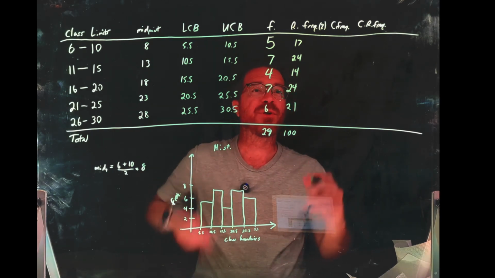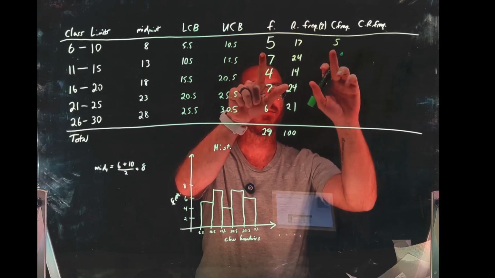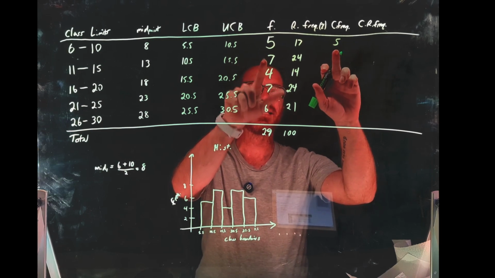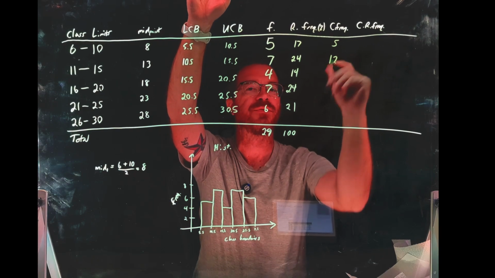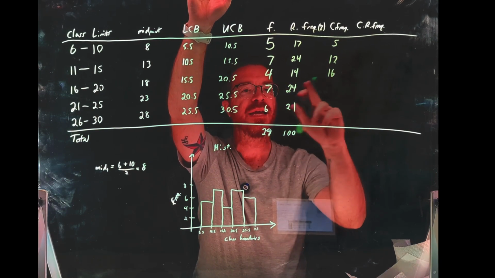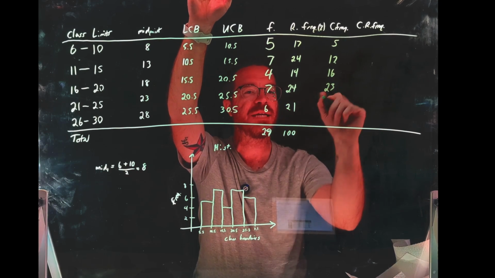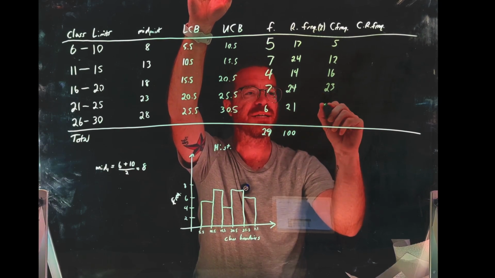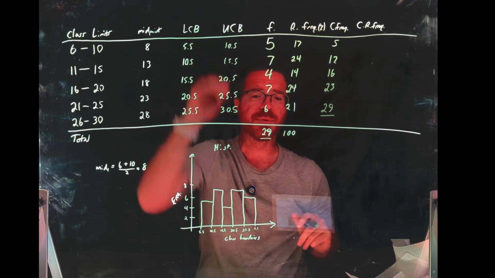So if you remember our cumulative frequency, it always starts with the same as our frequency, so 5. And then this one's going to be 7 plus 5 is going to give us 12. And this one is going to be 4 plus 12 is going to give us 16. 7 plus 16 is going to give us 23. And then 6 plus 23 is going to give us 29, which should match our total frequency.